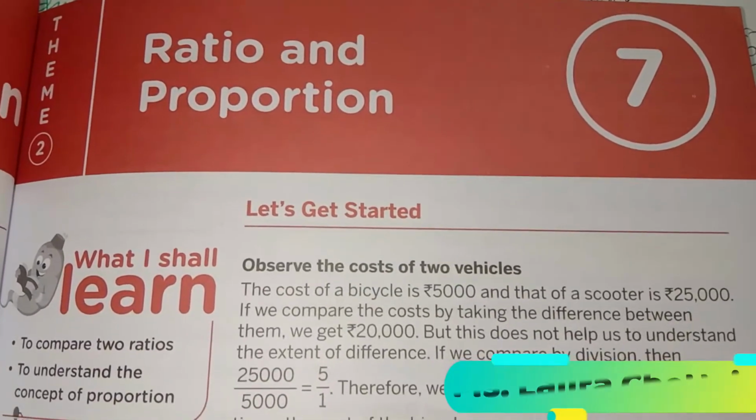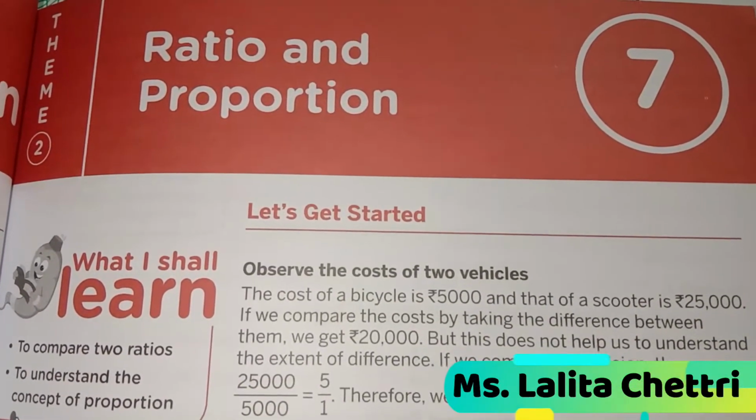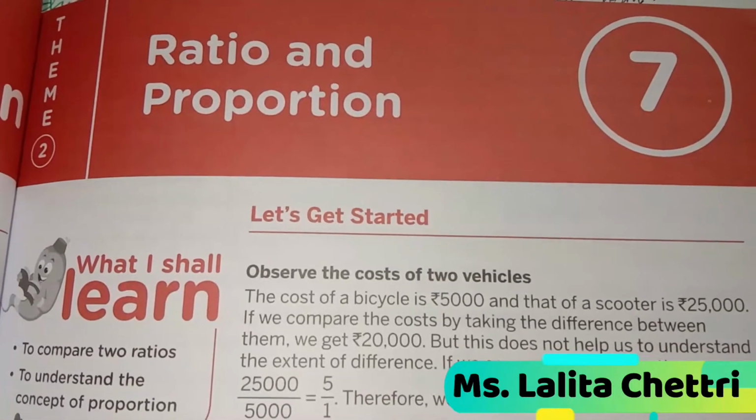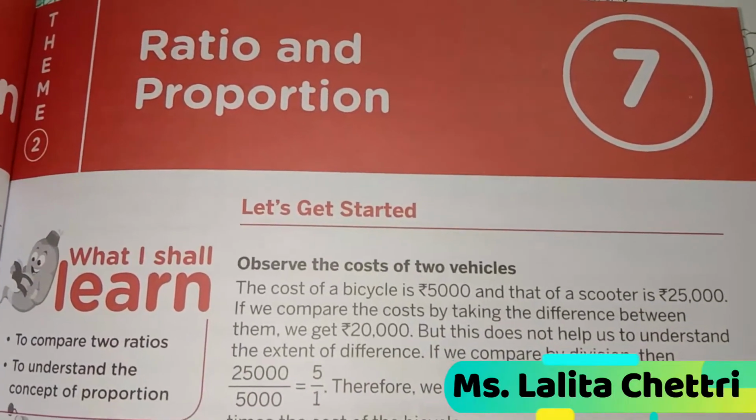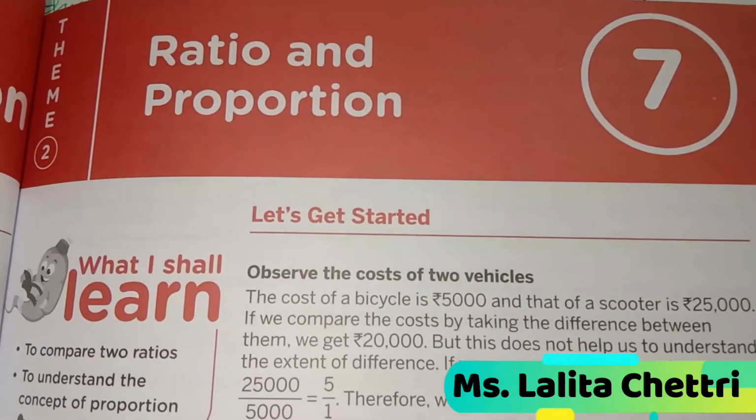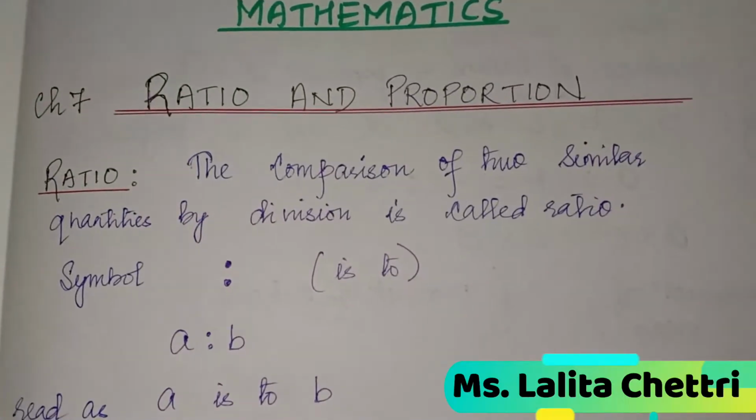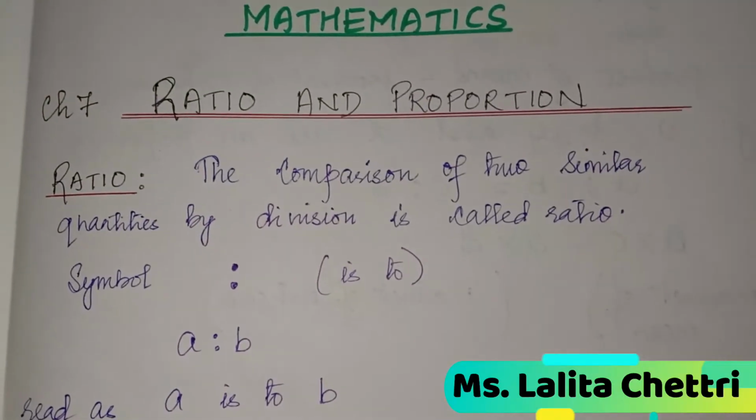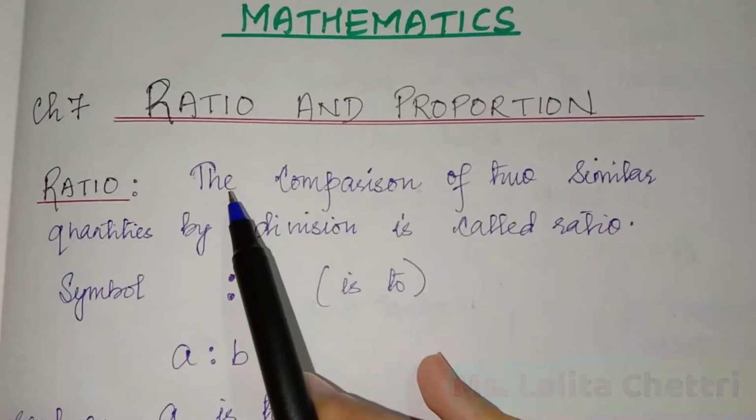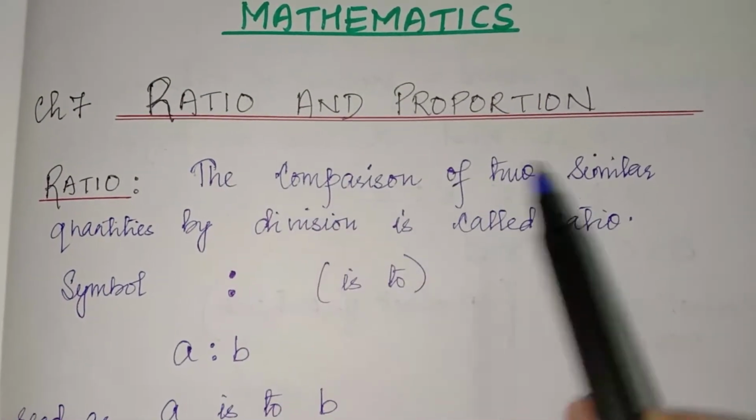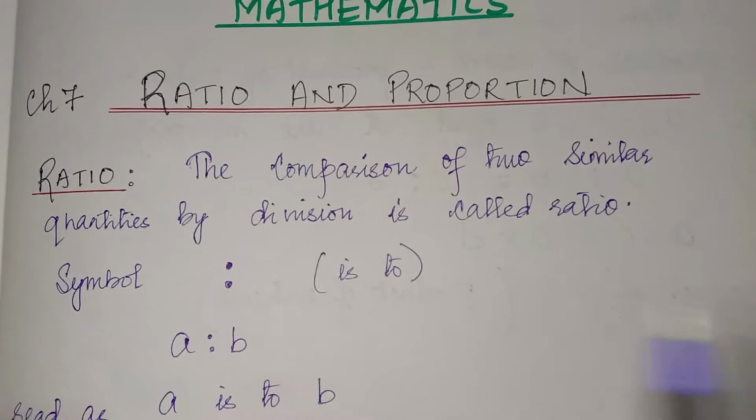Today we are going to start a new chapter, chapter 7, ratio and proportion, which is on page number 103. So first, you have to understand what a ratio is. Ratio is the comparison of two similar quantities by division.